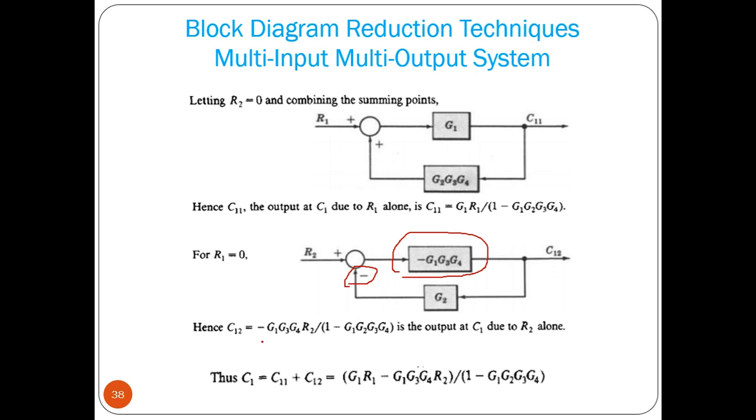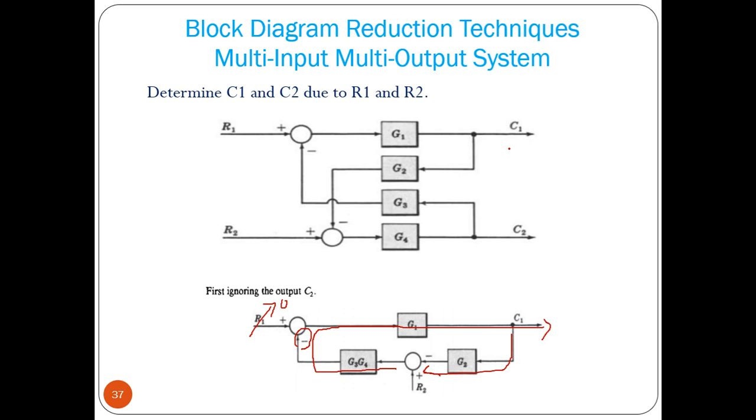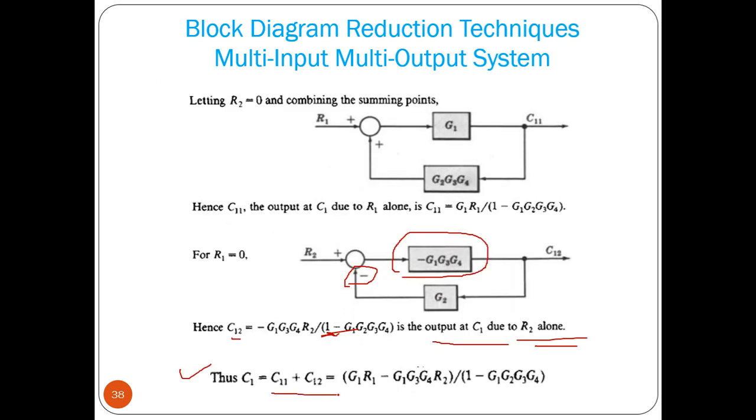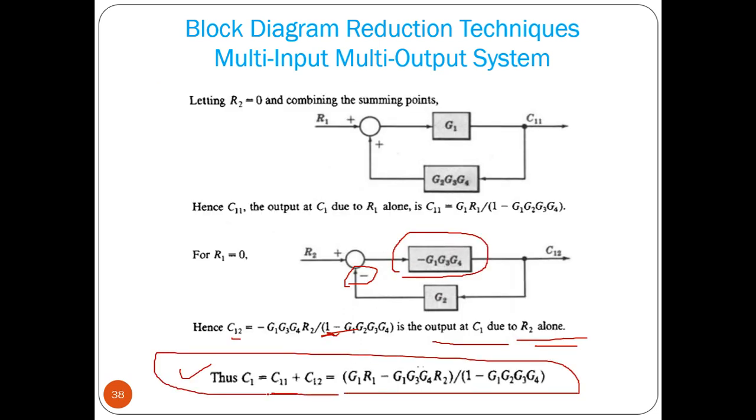So C12 equal to what? Minus G1, G3, G4 divided by 1 minus this factor, because this is negative here. Okay, 1 plus that factor, here it is negative, so it becomes negative. Okay, and with R2, that is your output C12, the output at C1 due to R2 alone. So the C1 output will be equal to what? We have to add these two. Okay, that is your output C1.